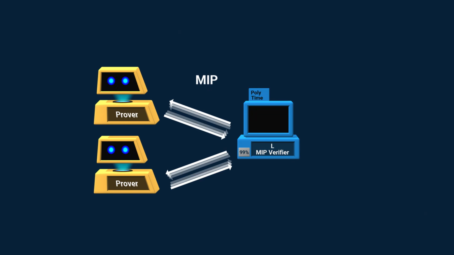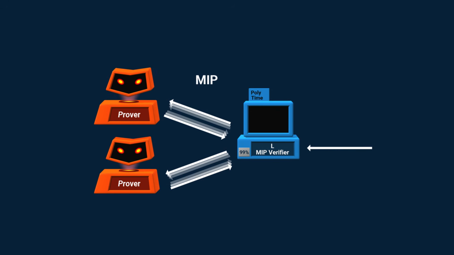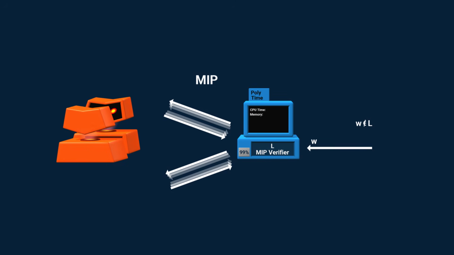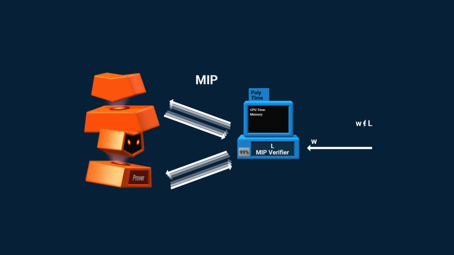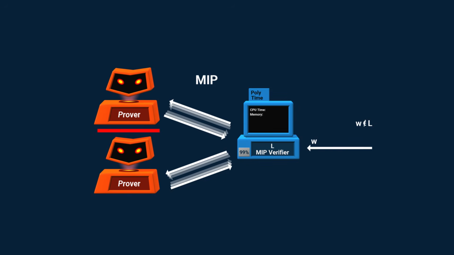The next game is called MIP. It has multiple provers. If the provers are honest, it makes no difference. A single all-powerful machine can provide all the information we need. It's when they are malicious that things become interesting. Before the game begins, the provers are allowed to talk and plan how they're going to fool the verifier. But once the game begins, they're no longer allowed to communicate.